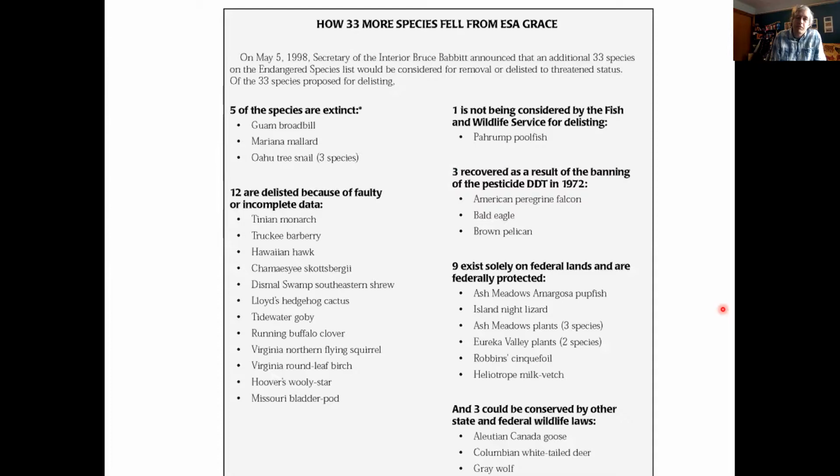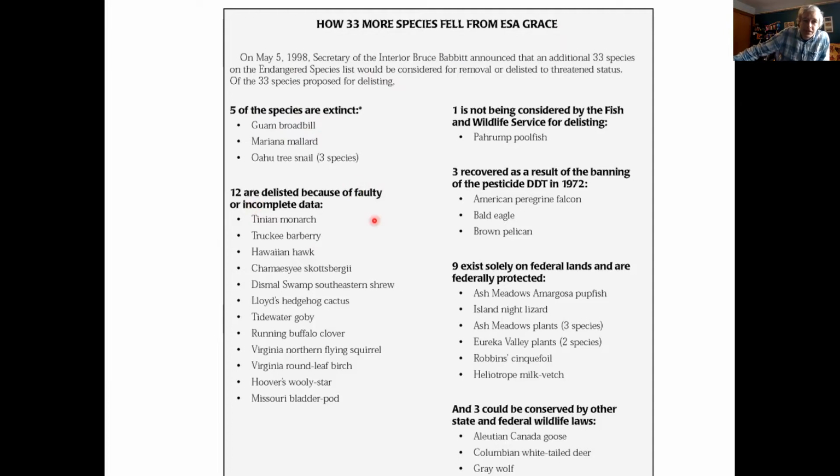But even those species that are delisted, if you start to have a look at why they were delisted, so remember, by 1998, about 61 species had been delisted from the ESA. So let's have a look at why they were delisted. Well, 5 of them were extinct, so they're dead. There's no point listing something if it's dead. You can't do a recovery plan for a dead thing.